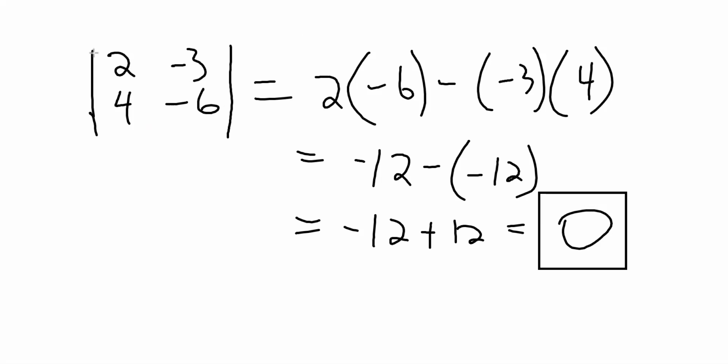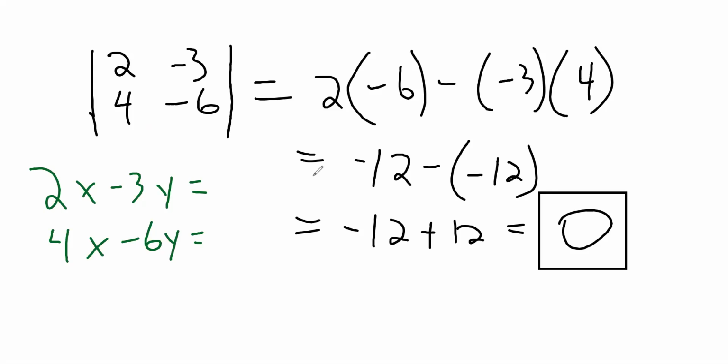But in this case, what this would mean is that if these were meant to represent the coefficients of a system of equations, perhaps like 2x minus 3y equals something, and 4x minus 6y equals something, this system would actually have no solution here. This system would have no solution, or perhaps infinitely many solutions. But either of those is kind of the nuclear option, the one you don't want to pick.